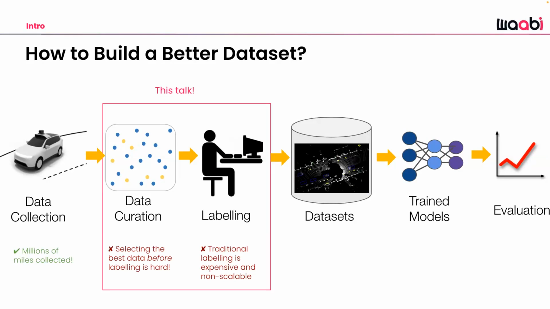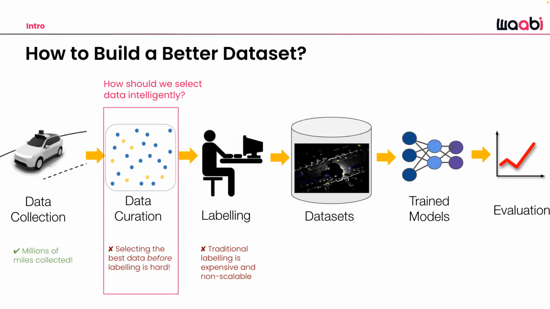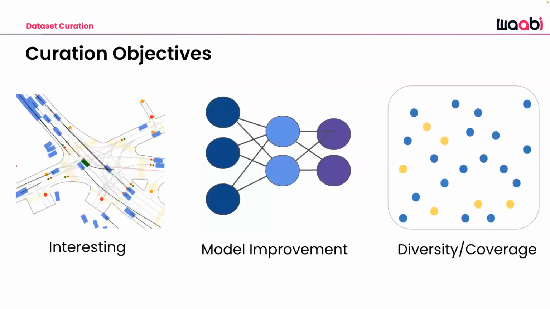So the focus of this talk is on these two stages, namely data curation and labeling. And we will begin first with curation, namely answering the question, okay, given a huge pool of raw data, how do we actually curate an interesting, useful, and representative data set?